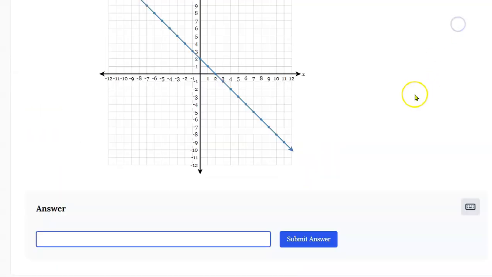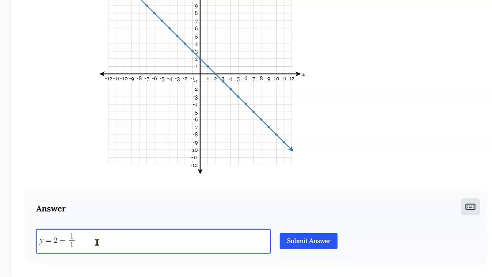All right, one more time. It looks like my y-intercept is 2, so I'm going to start there. Y equals 2, and now I notice my line is going down 1, right 1, down 1, right 1, down 1, right 1. So that's negative 1, positive 1. So I'm going to write negative 1 over positive 1 with an x on the side.